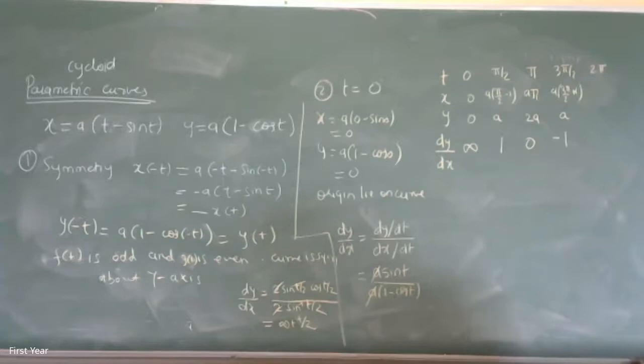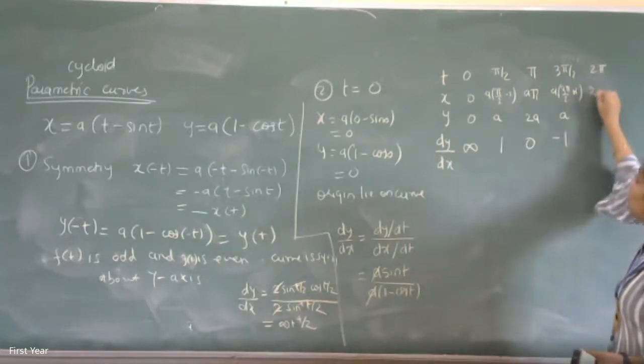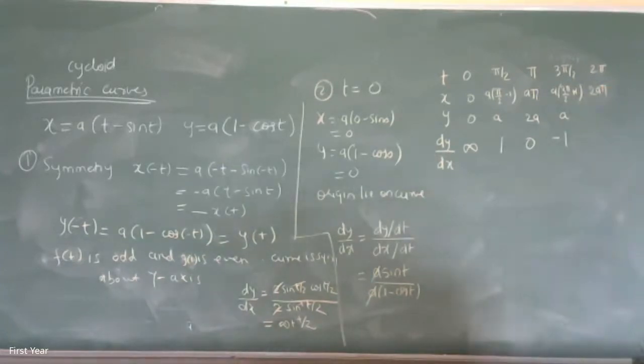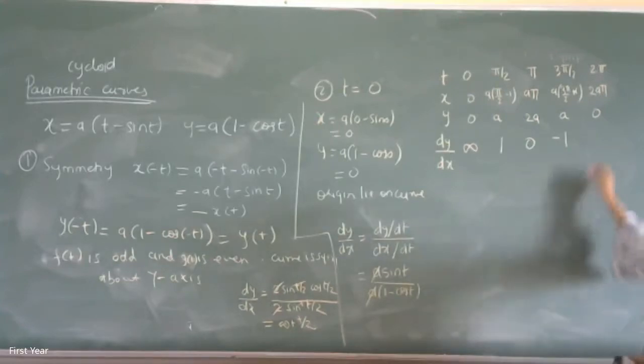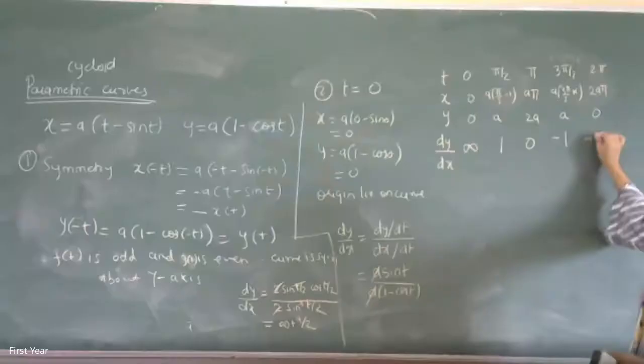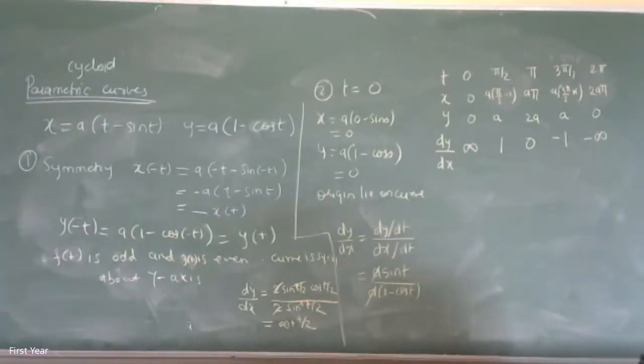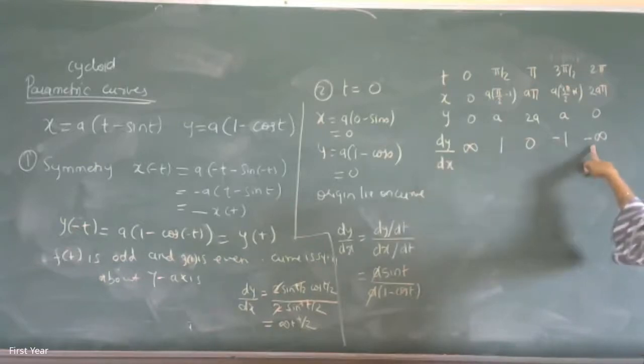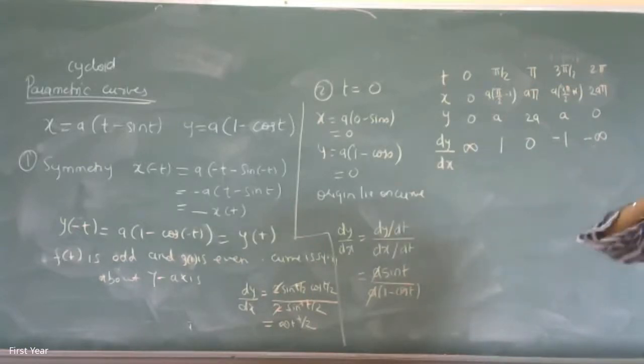Then 2 pi. So this is 2 pi a by x value, and y value is cos 2 pi is 1, 1 minus 1, 0, so 0. And dy by dx is cos pi is minus 1 upon sin pi is 0, so it is infinity. Or minus infinity, because the numerator is minus 1. Direction is opposite. The meaning of minus infinity is that the direction of the tangent is opposite. Okay?